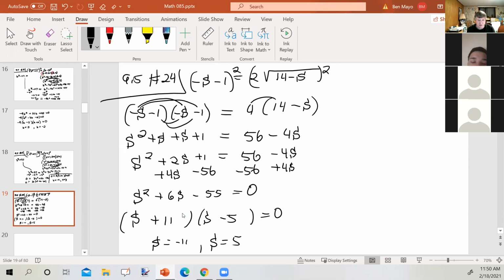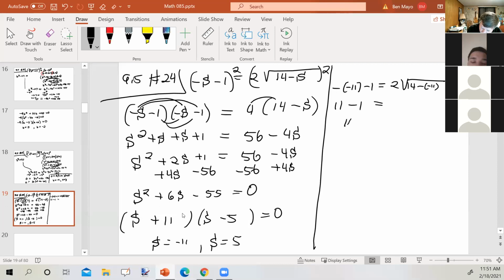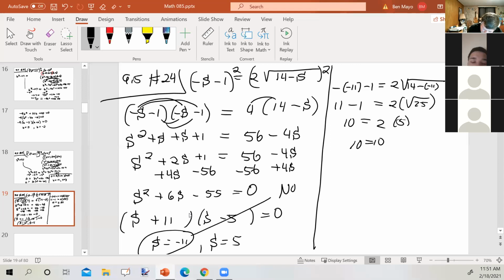We're supposed to see if the solutions are extraneous and so indicate. So basically, we're going to check our work. Let's take the negative 11. s equals negative 11. That would give me negative times negative 11 minus 1 equals 2 times the square root of 14 minus negative 11, which would be 11 minus 1, or 10, equals 2 times the square root of 25, which is 2 times 5, 10 equals 10. So s equals negative 11 is not extraneous. In other words, it works.